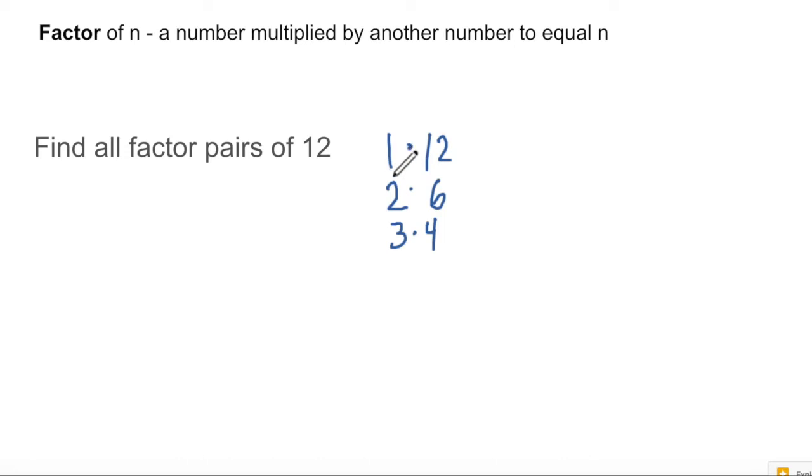They're also negative, right? We could have negative 1 times negative 12, negative 2 times negative 6, and negative 3 times negative 4. I'm not going to write those out, but we know that since 12 is positive, we could have these three pairs of positive factors as well as the same three pairs of negatives.